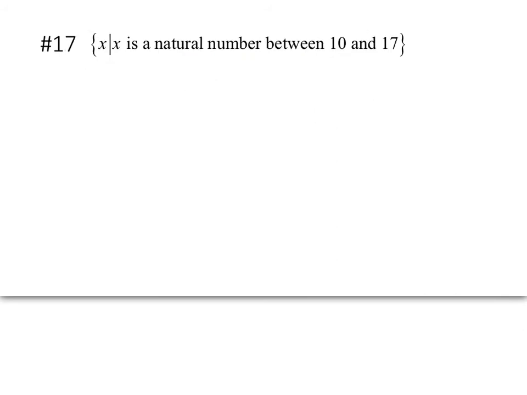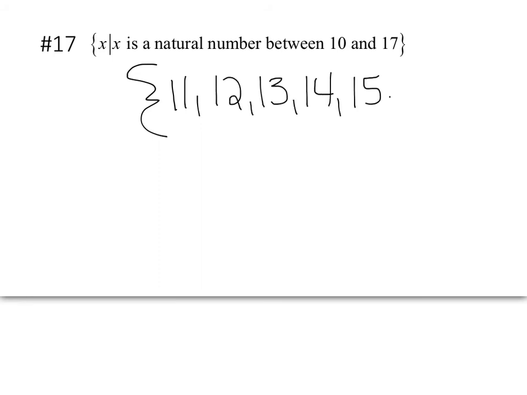Now, x is a number such that x is a natural number between 10 and 17. Now remember, natural numbers are our counting numbers. So let's count numbers between 10 and 17. Is 10 between 10 and 17? No. So let's make our little squiggly. What's the first counting number between 10 and 17? 11. Then 12, 13, 14, 15, 16, and we don't count 17 because it's not between 10 and 17.